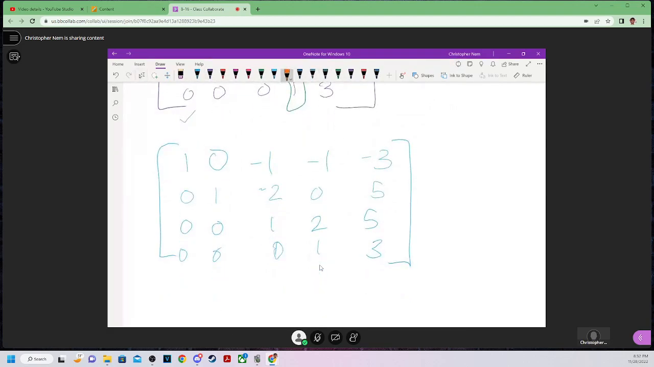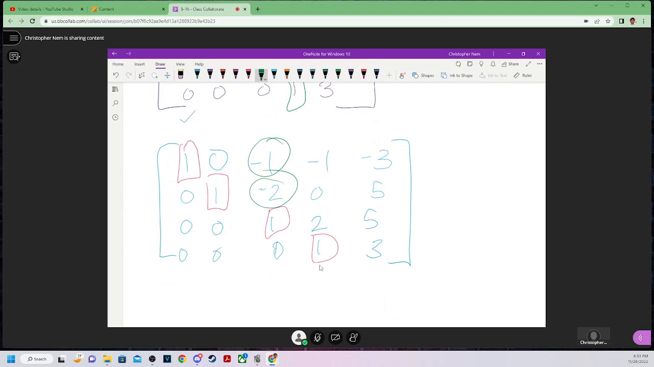Now if I look at my leading entries, this is a 1, this is a 1, this is a 1, this is a 1. We're almost good. We've got to fix up these guys now. These two values we do need to fix because above the leading entry is a -2 and a -1. First deal with this guy, then deal with this guy.